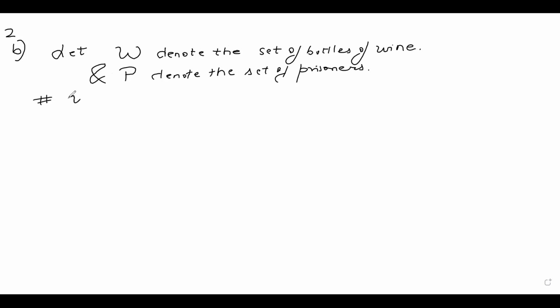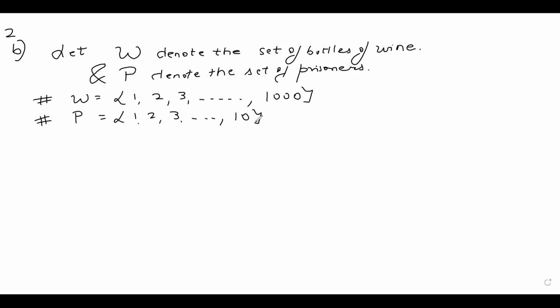So if I write them in the roster form, guys, how many wines do we have? We have 1,000 wines. And how many prisoners do we have? We have only 10 prisoners. So I can at the same time write that the cardinality of this set is 1,000 and the cardinality of this set is 10. Cardinality means the number of elements in the set. Okay, so far it's clear.